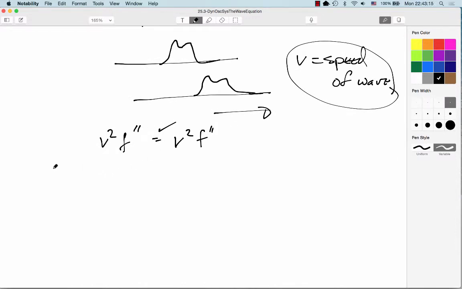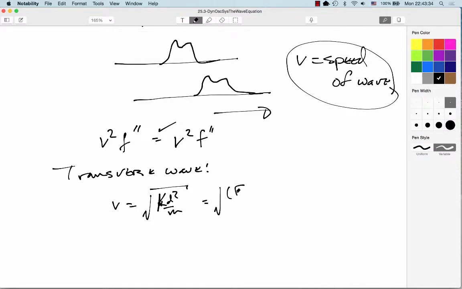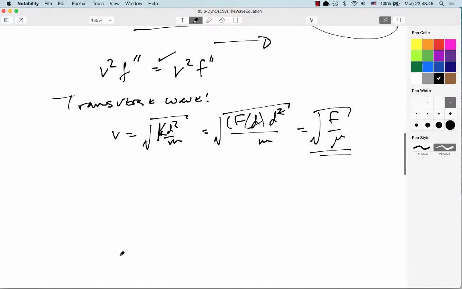So for a transverse wave, v is equal to, we said it was K d squared over m. We've already worked out, oops, capital K, that capital K was F over d. So I've got d squared there over m. Cancel, cancel. And then I get m over d, so I get root F over mu, just like we had before with the loaded string.